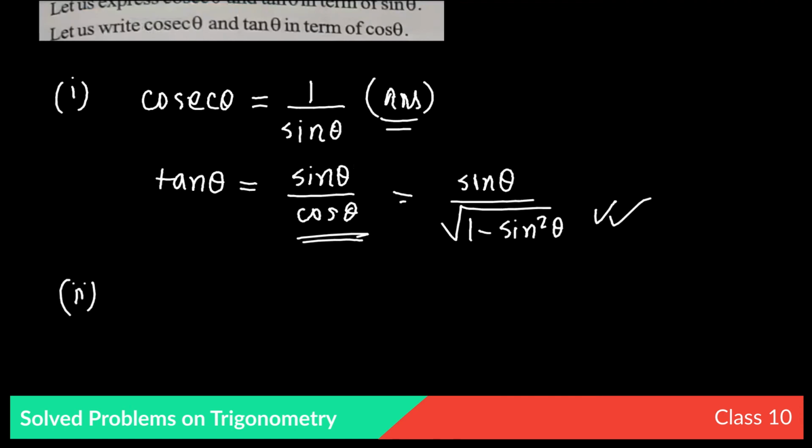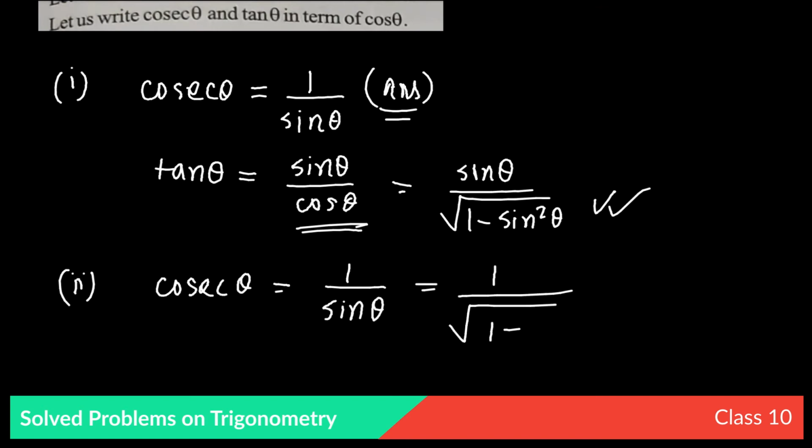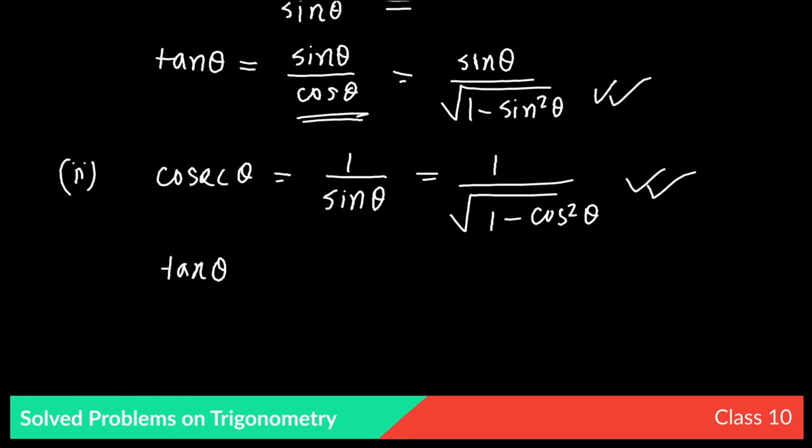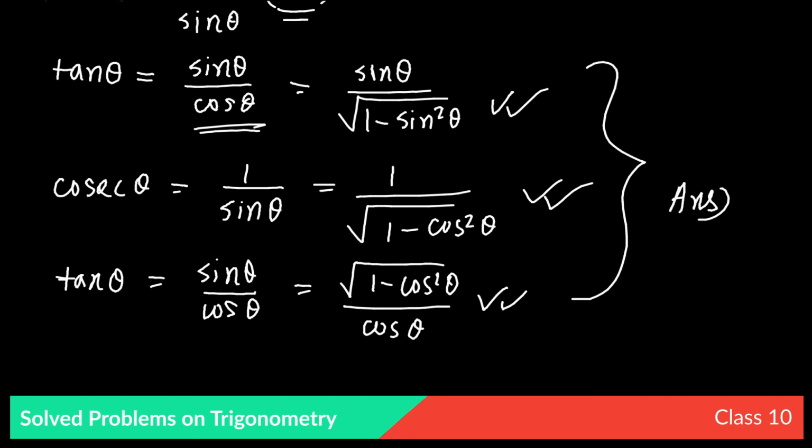Next, the second part: let us write cosec θ and tan θ in terms of cos θ. Cosec θ is actually 1 by sin θ. Now sin θ can be written as root over 1 minus cos²θ. So this is the answer. Next, tan θ in terms of cos θ. Just now I told you that it is sin θ by cos θ. So in place of sin θ, we will write root over 1 minus cos²θ, and this cos θ will remain the same. So this is the answer for number 4.